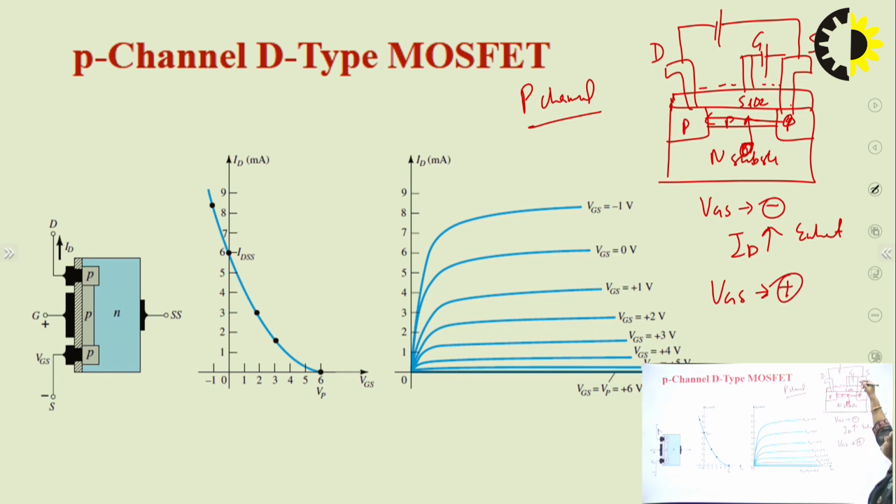then if this VGS is made positive this way, source is now negative and gate is now positive. So this positive potential will be here. Now this positive potential will repel the holes available in the channel and these holes will move towards the substrate. So it will create a deficiency of holes in the channel and that's why ID current will decrease and this will be called the depletion mode.